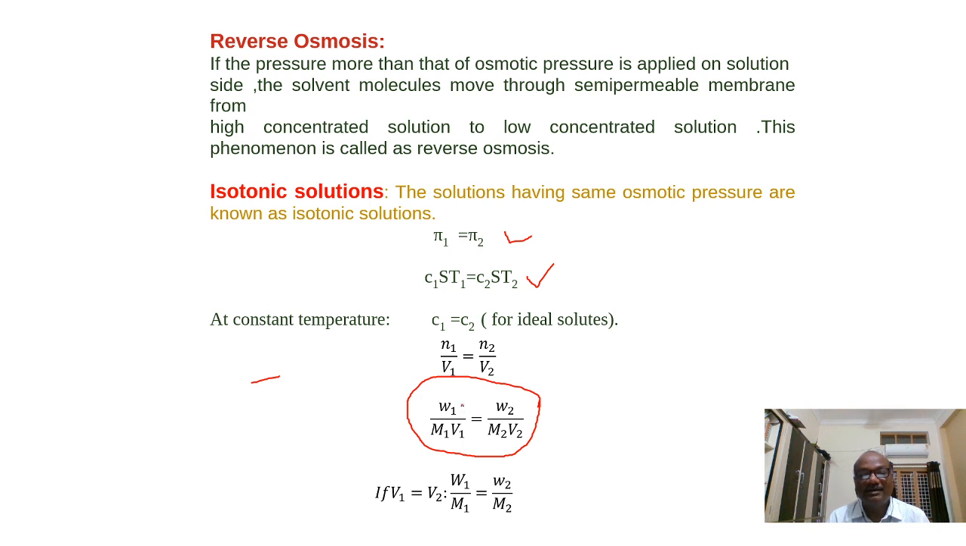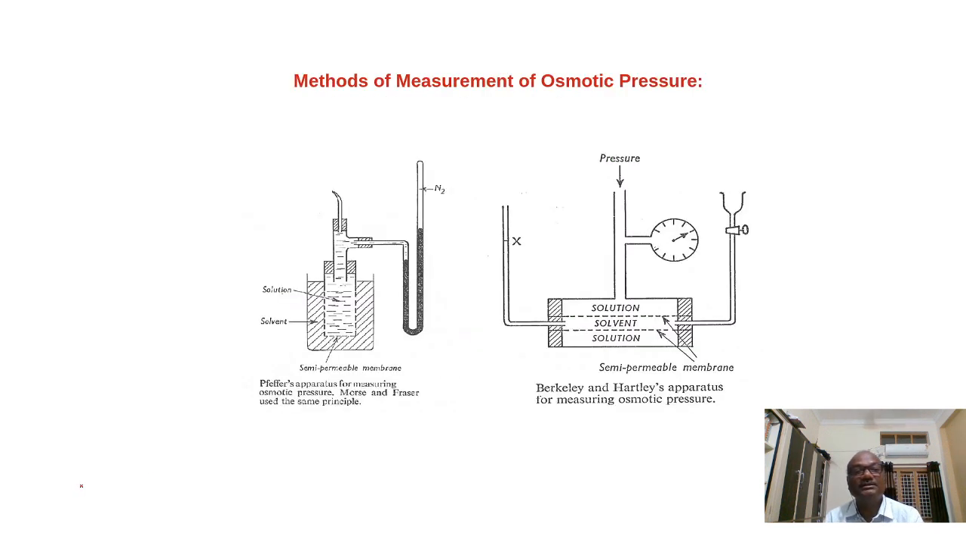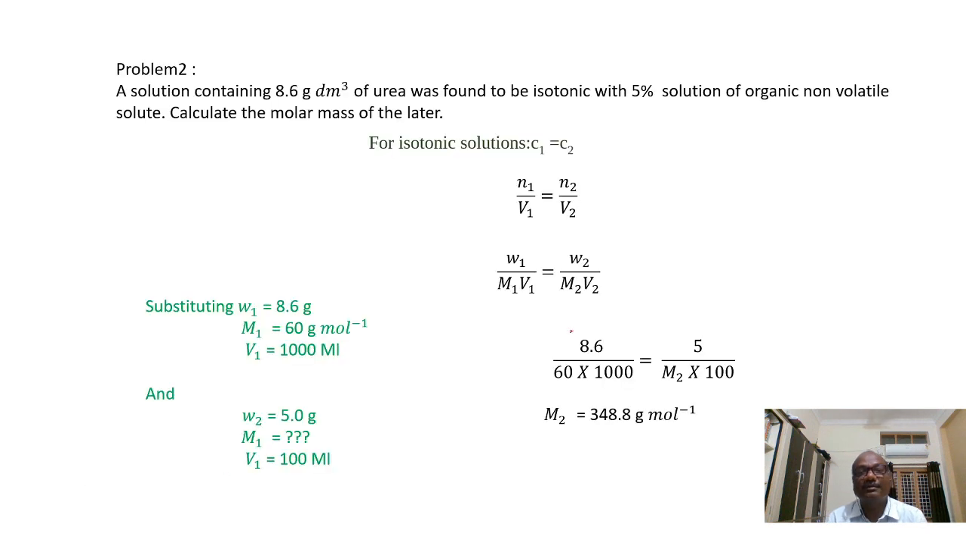So n1 by V1 is equal to n2 by V2. n is now converted into weight and molecular weight. This formula we are taking to solve this problem: W1 by M1 V1 is equal to W2 by M2 V2. Let us substitute all this. W1 in the first solution, what is the weight of solute? 8.6 grams.